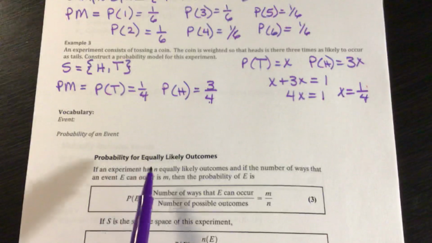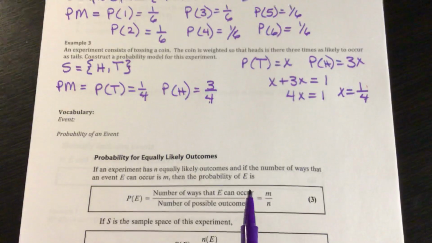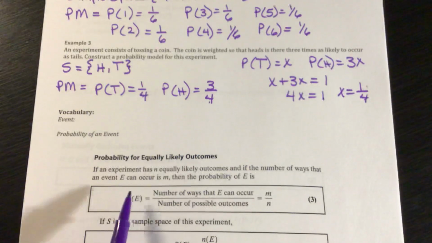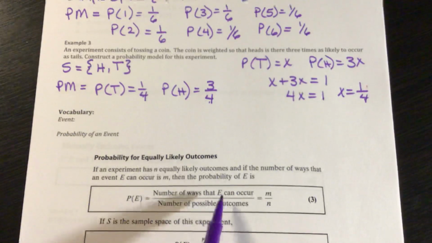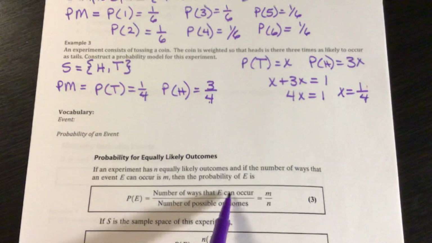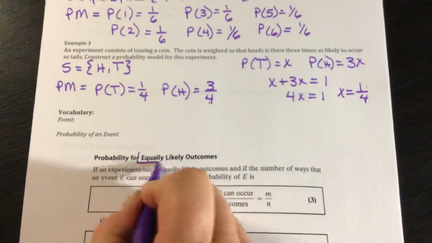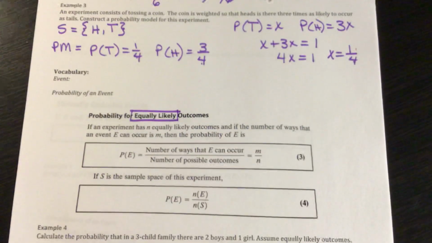All right, so now we're looking at probabilities of equally likely outcomes. Flipping a coin, rolling a die, everything has the same chances of happening. So to find the probability of that event occurring, we need to know how many ways the event can occur out of the number of possible ways. So we're looking at equally likely outcomes.